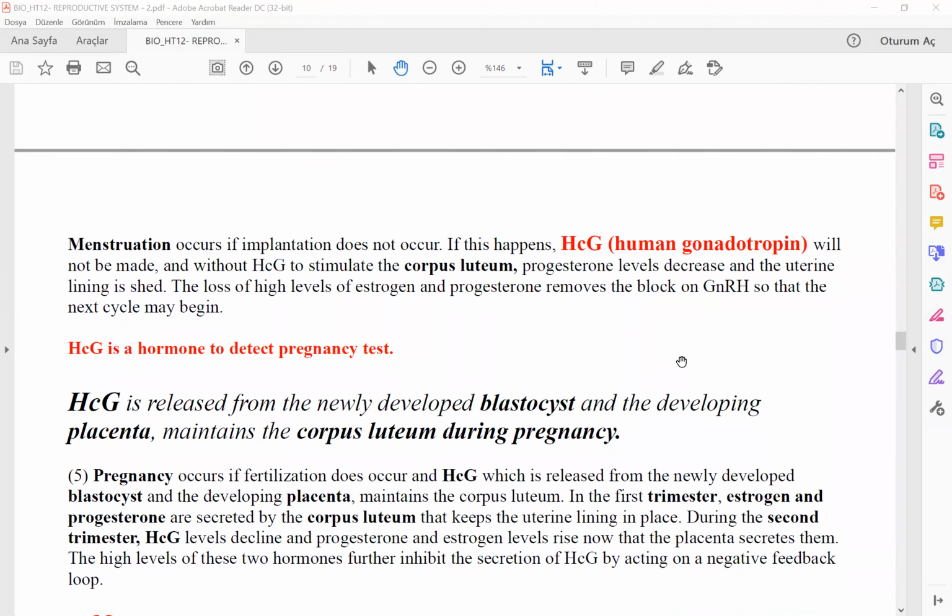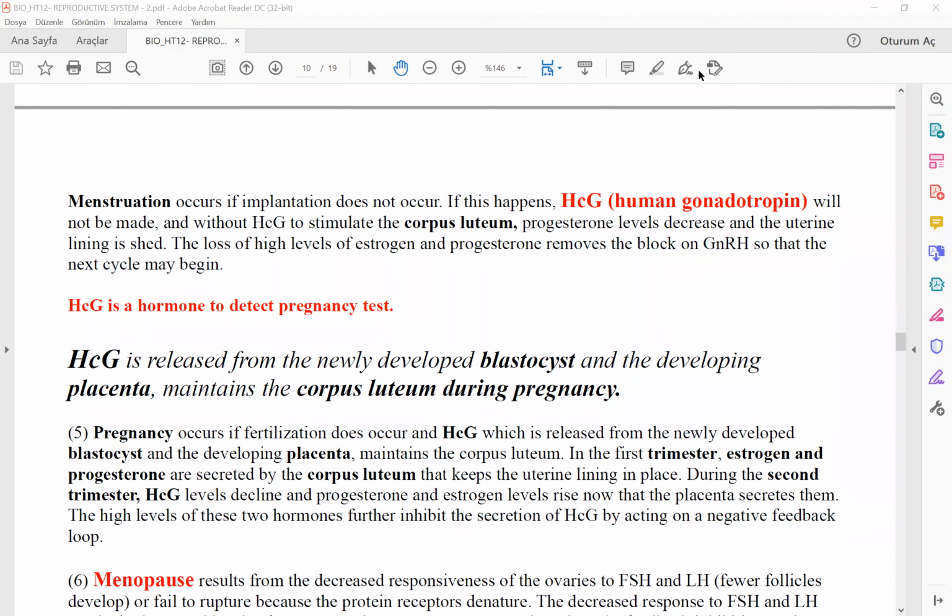Let me explain some vocabulary, and also I want to mention another hormone. It's called human chorionic gonadotropin. Menstruation occurs if implantation does not occur. If there is a zygote, if there is fertilization, there is a hormone which is secreted from the early blastocyst and placenta. This hormone is called human chorionic gonadotropin, and this is the hormone used to detect pregnancy in the pregnancy test.